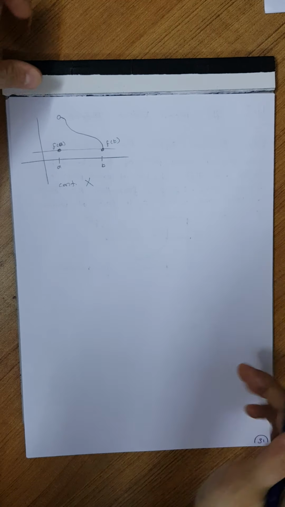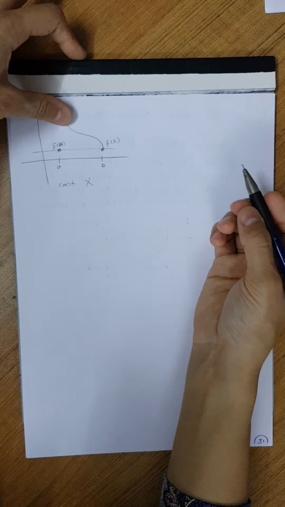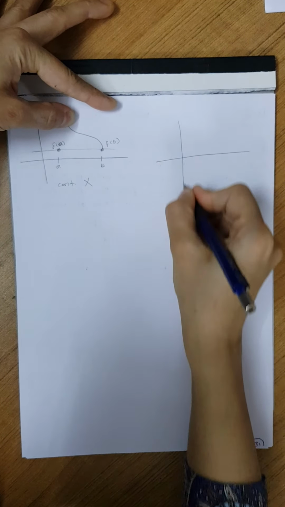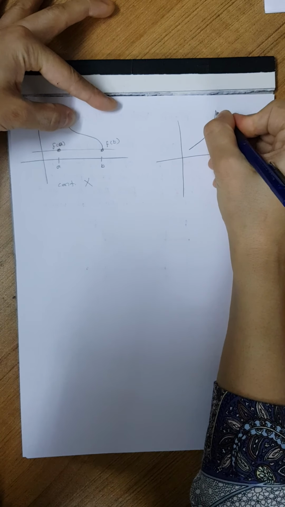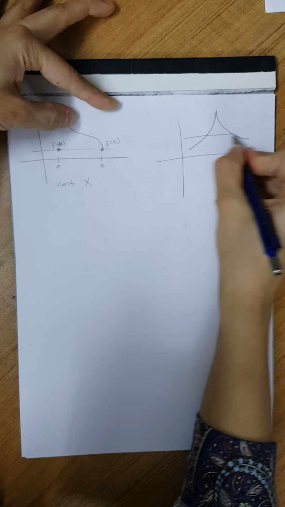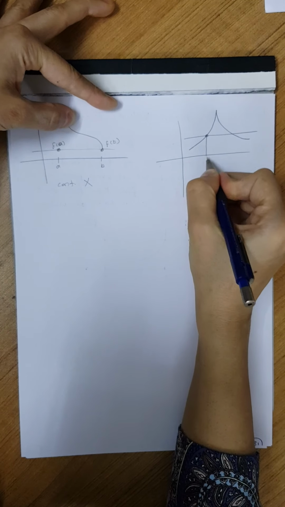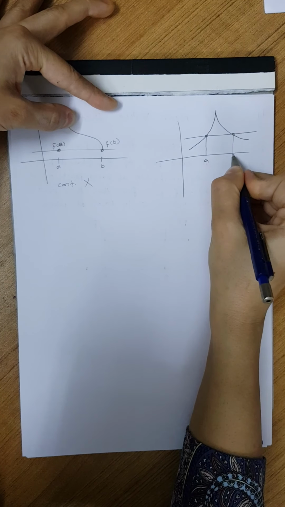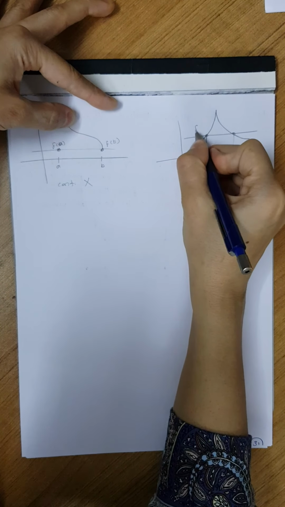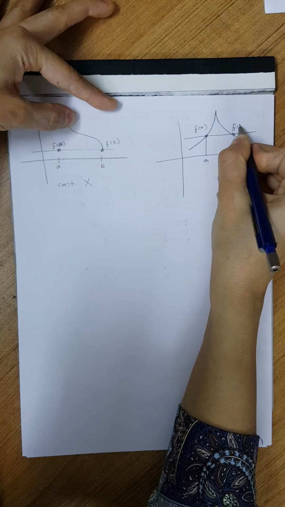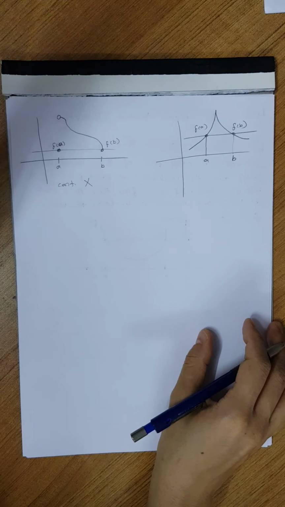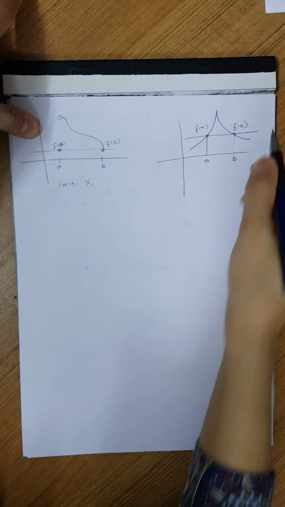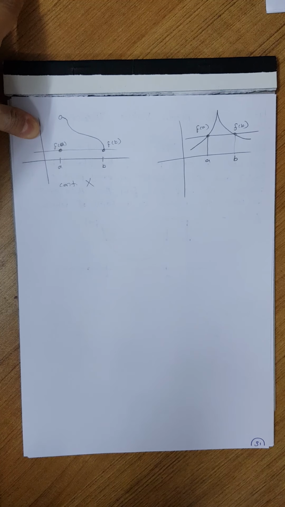Or if I have, for example, something like that, here again I have a, and that is b. Again, f of a is equal to f of b. If you look at that function, is it continuous? Yes, the function is continuous. I have no problem in continuity.